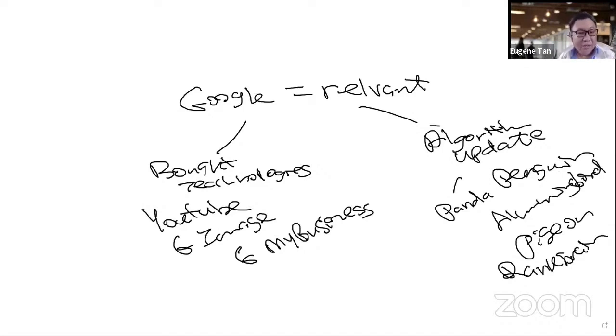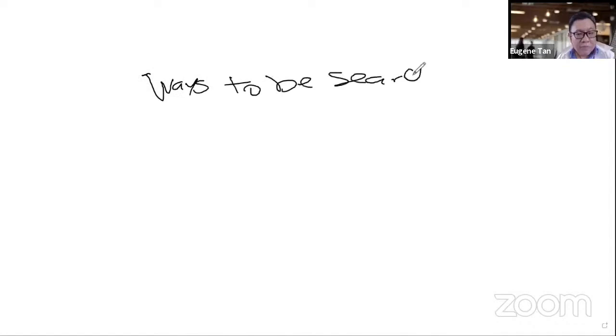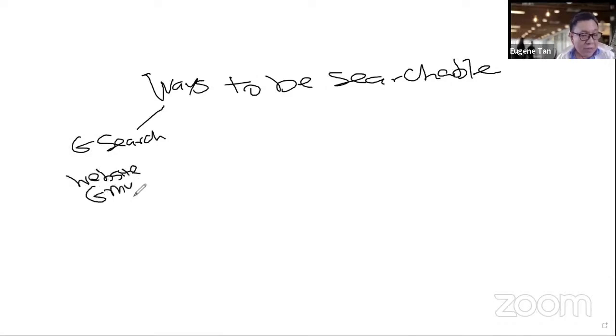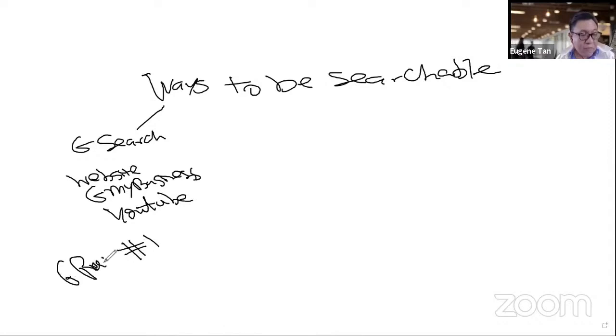So next we come to this: what can we do to be searchable? We recap again. Just give me a minute, let me clear this. So what can we do to be searchable? Firstly, we need to know that there are ways to be searchable. One is Google search, and in Google search, basically we talk about our website or our Google My Business and our YouTube, and how these are able to appear on what we call Google page 1. And we're talking about multiple listings, as proven in the Tagley example, right?